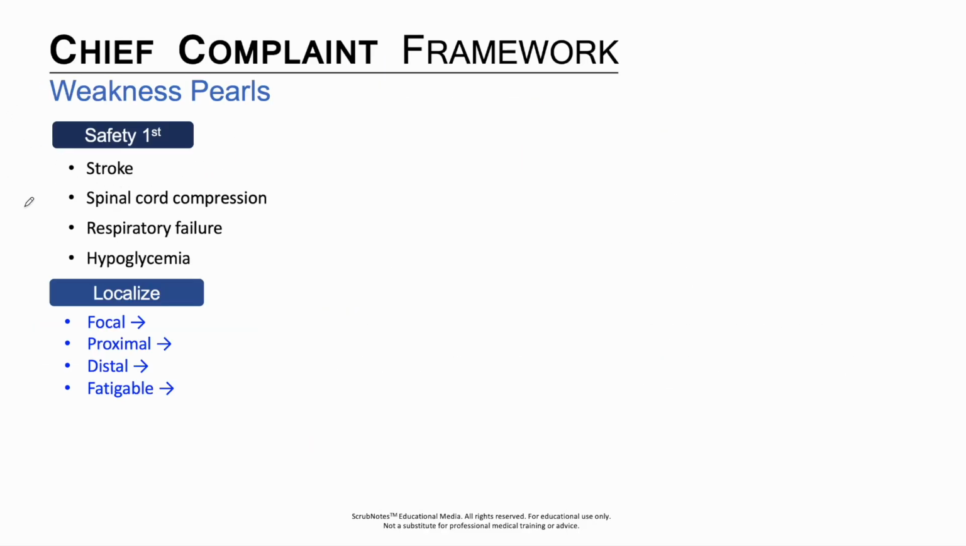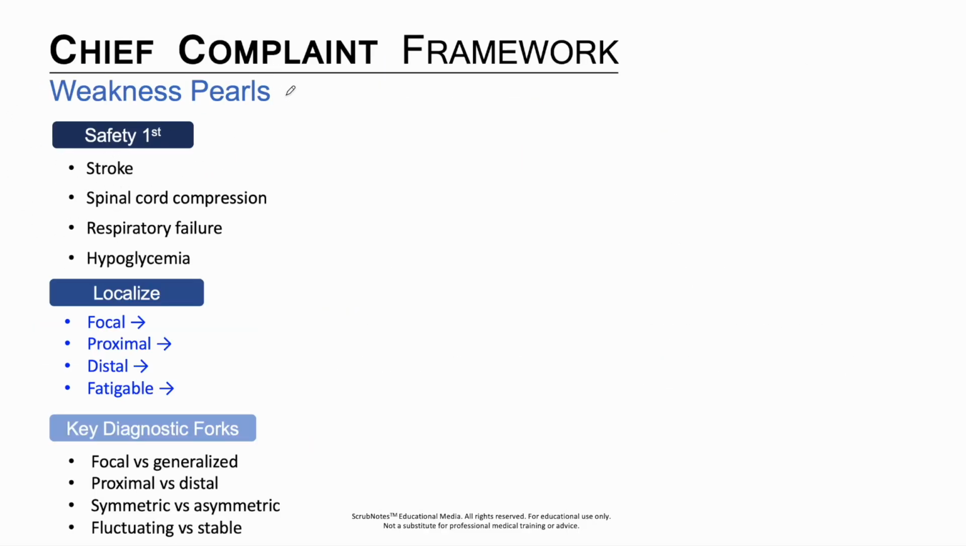If you take one thing away from this video, I hope that it's weakness is not about memorizing a long list of diagnoses. It's about asking the right question first. Where is the lesion? Then use pattern and time course to narrow your differential. So in this case, chronic, proximal, and symmetric weakness, be sure to think muscle.